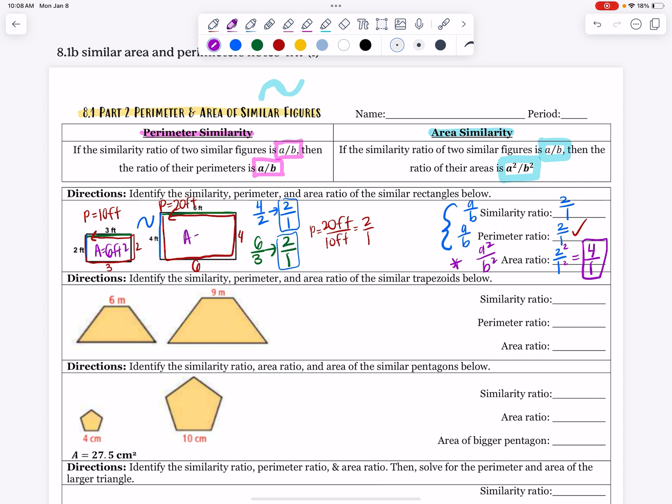The area of this one is 4 times 6, which is 24 feet squared. So when I write that as a ratio, area would be 24 feet squared over 6 feet squared, which reduces to 4 over 1. So you can see how we got that same thing. This was just a shortcut to make it a little bit faster. So perimeter ratios matched. Those are always going to be the same. And then the area ratio was A squared over B squared.